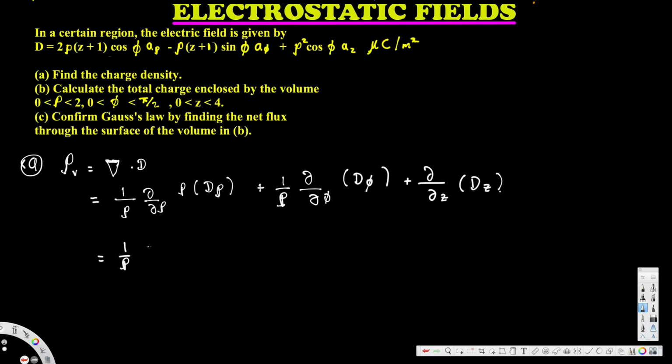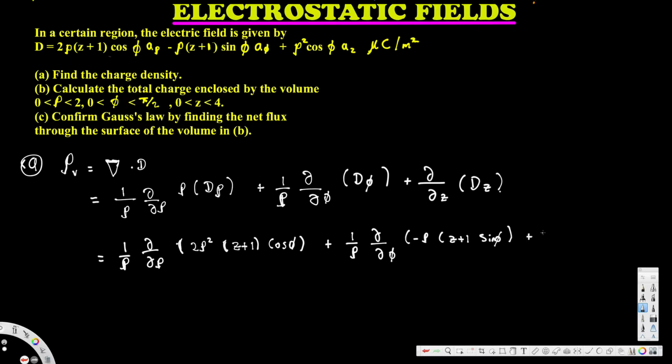1 over rho, partial derivative with respect to rho, and then rho multiplied by, okay, first part is we have 2 rho, and if we multiply that with rho, that's going to be 2 rho square, and then plus 2 rho square multiplied by z plus 1 and cos phi, okay, plus 1 over rho, partial derivative with respect to phi of negative rho z plus 1 sin phi, and that's it for this one, plus partial derivative with respect to z of rho square cos phi.